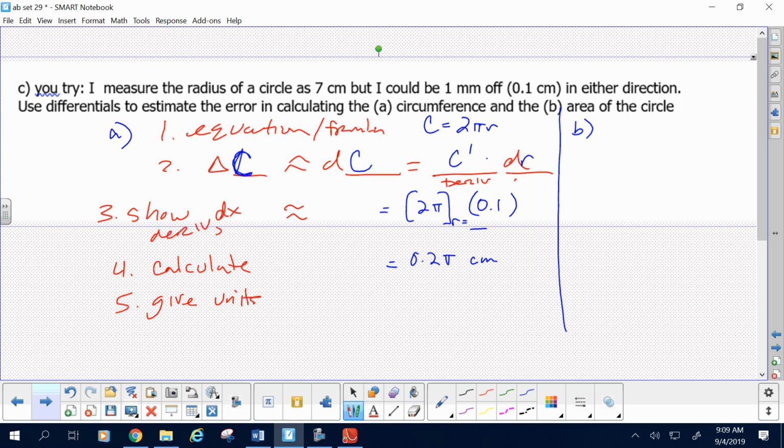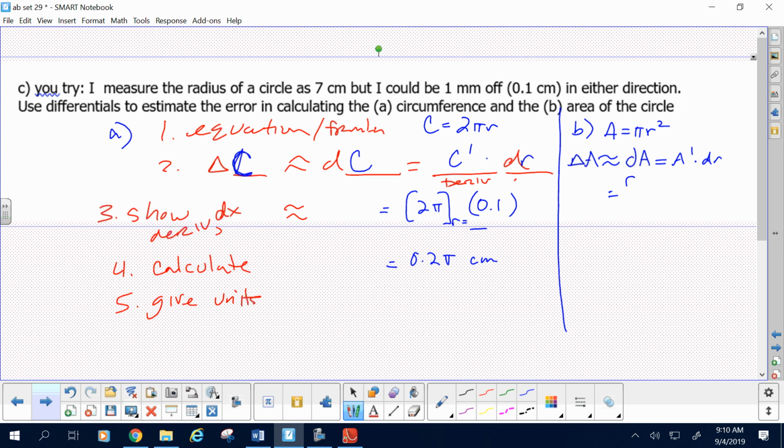So by the same token, in B, what do you use for an equation? Okay. And then you said, big idea of the day. Tell me what to say as far as estimating change. True change in area, delta A, is approximately equal to dA, which is a differential. And how do you find a differential? A prime times the differential of the other variable, in this case, dr.